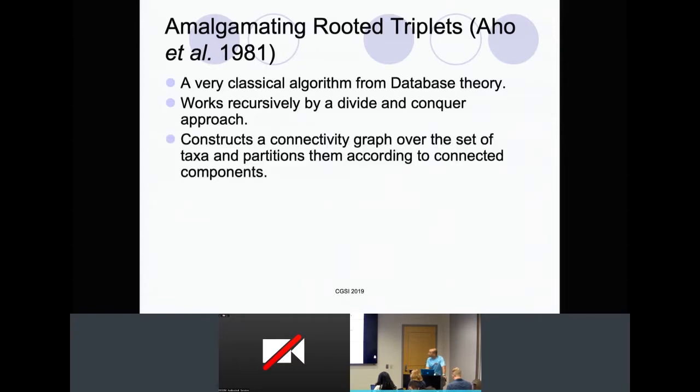Let's have a look. So it constructs a connectivity graph over the set of taxa, the set of organisms, and partitions it recursively and builds the tree simultaneously. Let's have a look.